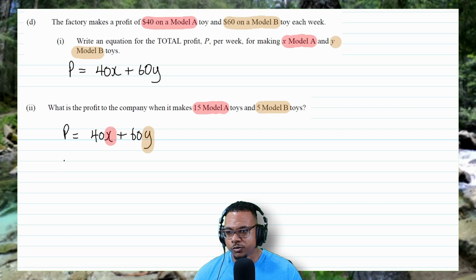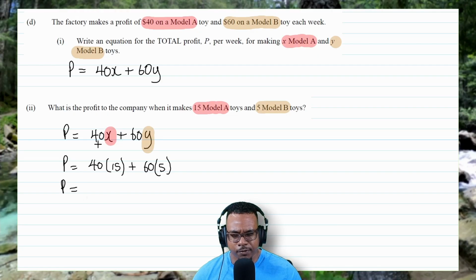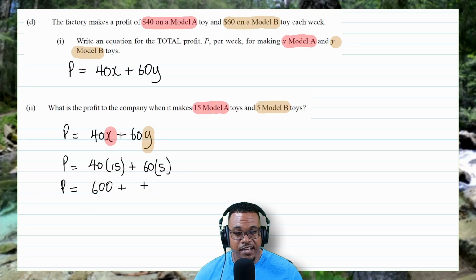So we have total profit is equal to 40 times X, which is 15, plus 60 times Y, which is 5. So our total profit is equal to 40 by 15, which is 600, plus 60 times 5, which is 300. Add those two things together and we get 900. So that's $900 would be our total profit.